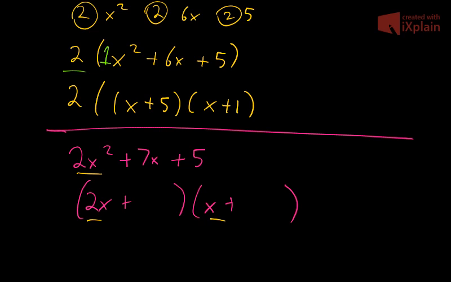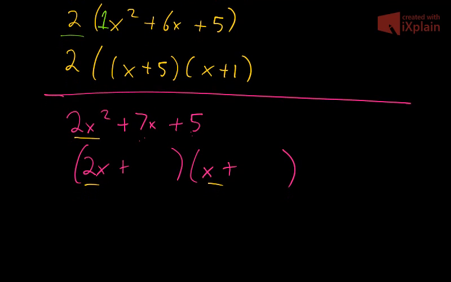So now I have a bit of a different problem. I still need numbers that are going to multiply to 5, but I need them to end up combining to make 7x. So I have 2x times this number. When I FOIL it out, 2x will be multiplied by this number here, times a number.